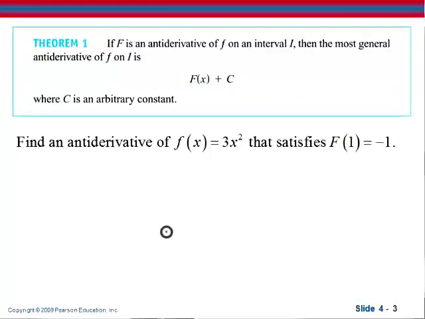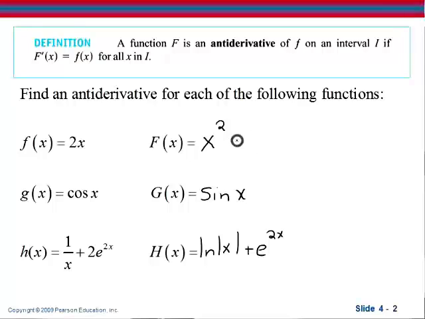Now if we want to look at the most general antiderivative, if capital F is an antiderivative of f on an interval I, then the most general antiderivative of little f on I is capital F of x plus c, where c is an arbitrary constant. What that means is, for the first example, if I had x squared plus 5 and I took its derivative, that would be 2x plus 0, or 2x. Or I could have had capital F of x equals x squared minus 3. If I took its derivative, that would be 2x. The derivative of negative 3 is 0.